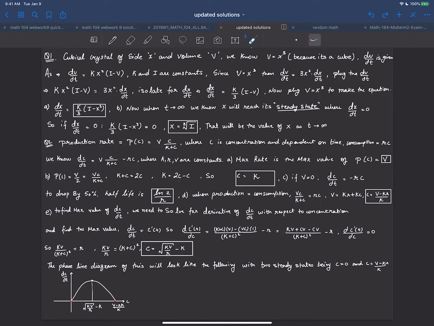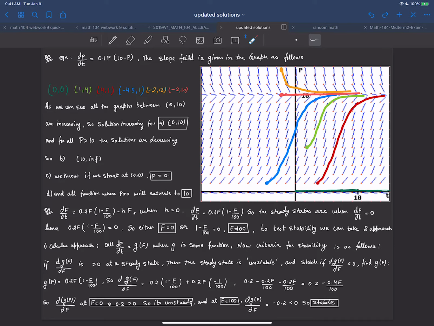And that's it. I just drew the phase line diagram, and we're going to talk more about these things in the other problems. The phase line diagram looks something like this, which literally represents what's going to be happening to this function as you plot it with respect to the concentration C down there. Okay, and that's it. Let's jump to problem 3.